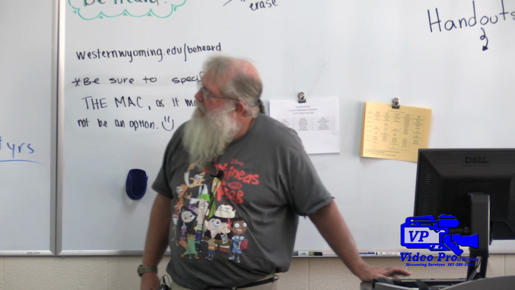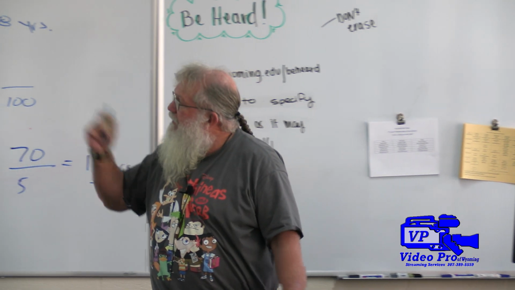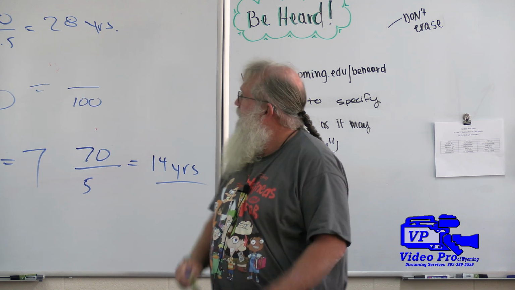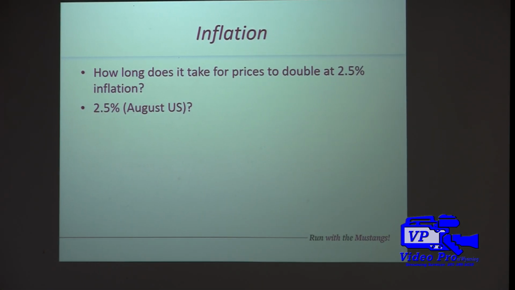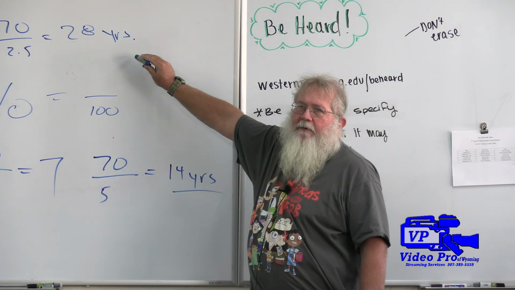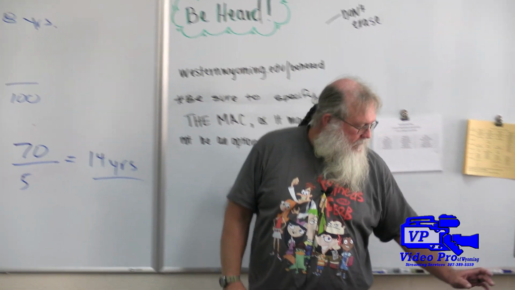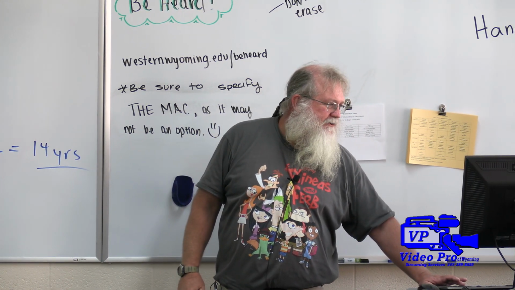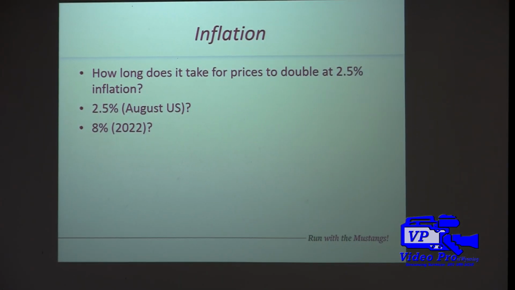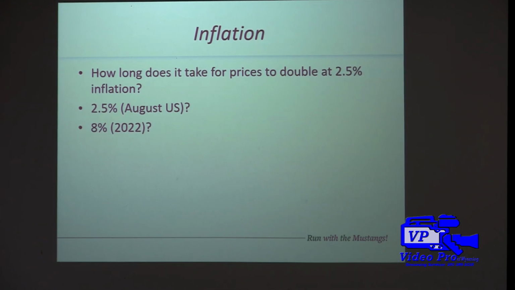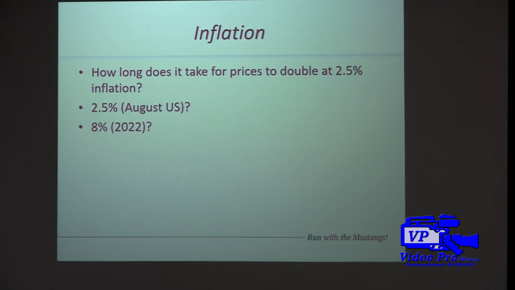All right. The U.S. inflation in August was 2.5%. So right now our prices on average are doubling in about 28 years. Let's look at some other high inflation periods. We had 8% recently in 2022. So what's 70 divided by 8?